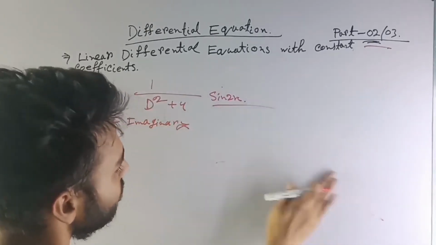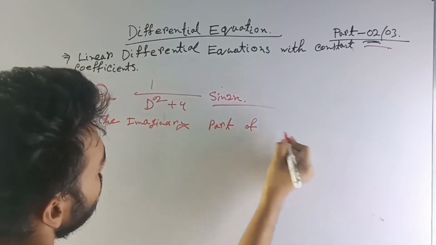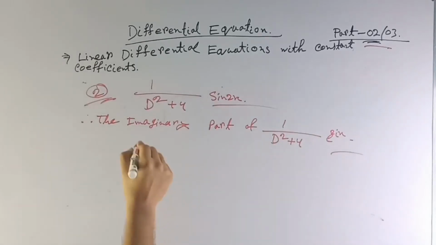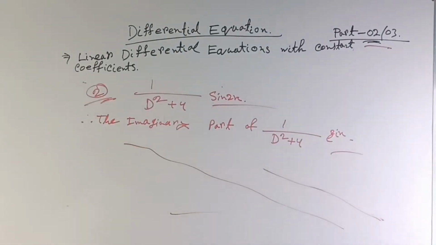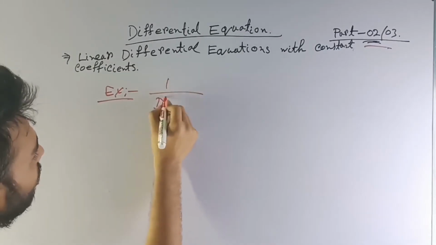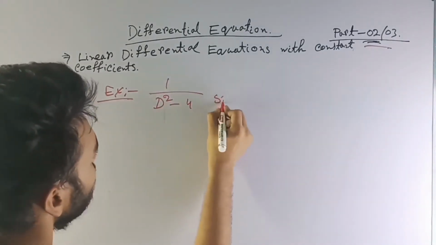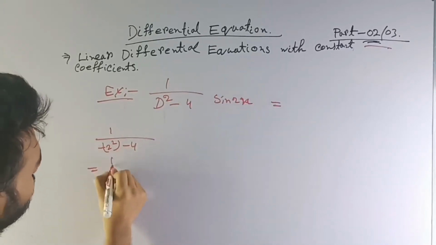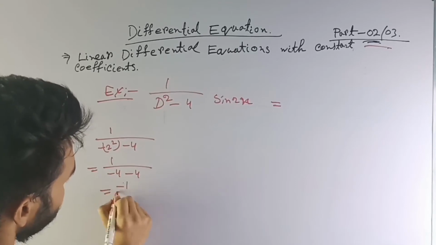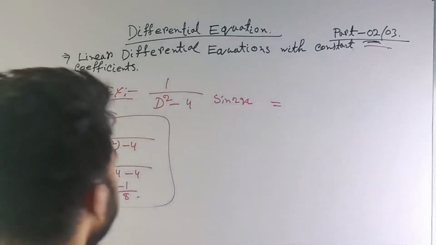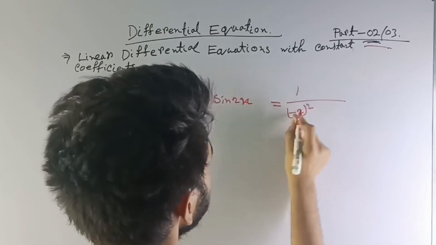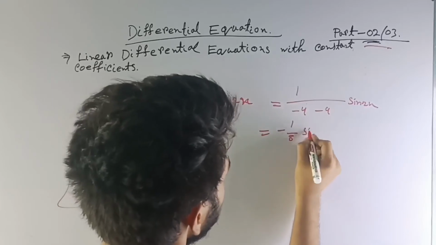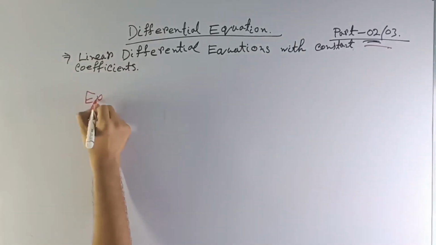Now the second method is coming, so write the imaginary part of 1 by D square plus 4 of e to the power 2ix, and again work like the previous method. So now the second example is 1 by D square minus 4 of sin 2x, that equals 1 by minus 2 square minus 4, that means 1 by minus 4 minus 4, that means minus 1 by 8. So here 1 by 0 is not coming, therefore it's working.